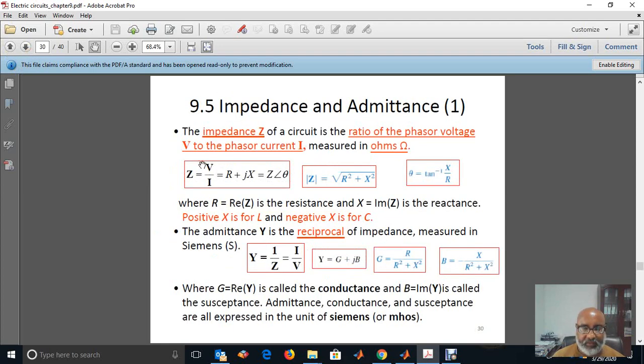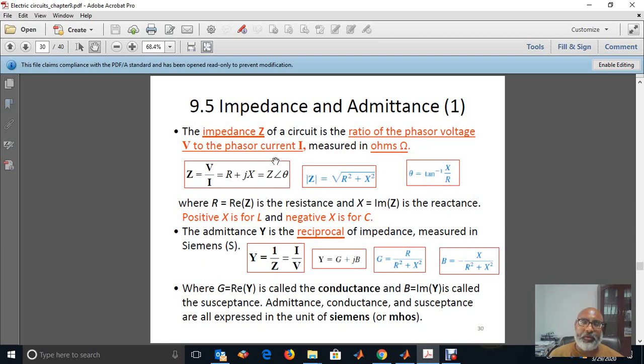All right, now the impedance and admittance. The impedance of a circuit is the ratio of the phasor voltage over the phasor current, so V over I. In general, impedance will be a complex number, R plus jX, or in phasor form Z at an angle of theta. The magnitude of Z is the square root of R squared plus X squared. The phase is tan inverse of X over R.